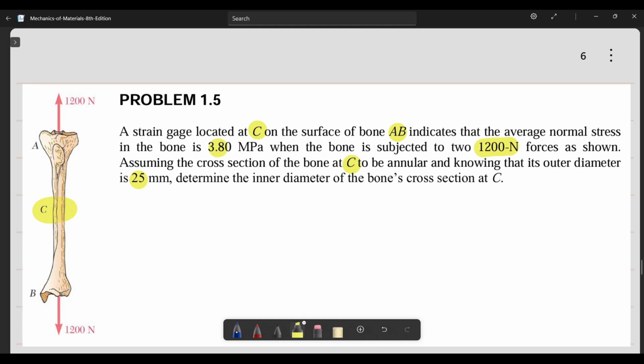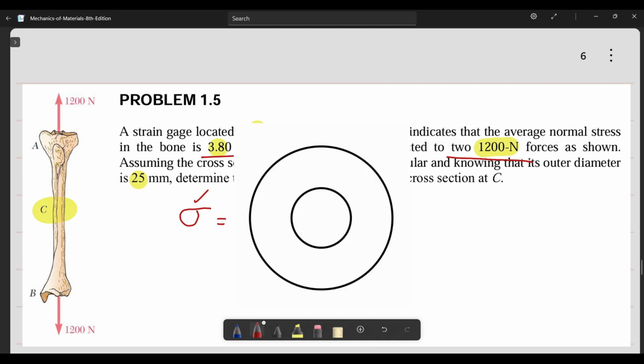That is C. Again, we write the basic formula we had. Sigma equals load divided by area. Here we are given the value of stress and also the load, and the only unknown is the area. But there is an important point about the area. Our cross-section is not a solid circle, but rather a hollow circle, like a donut.